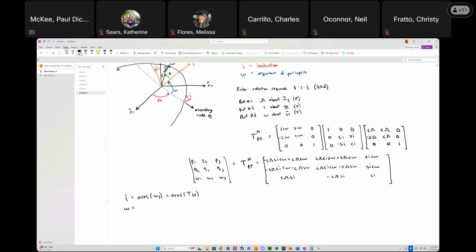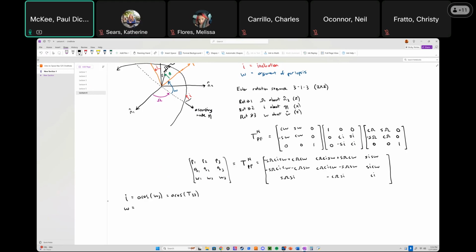Well, it's definitely got something to do with this term and this term. Hopefully that makes sense. Take either Q3 or P3, divide it by the sine of I, and then if it's P3, you take the inverse sine of that quantity. If it's Q3, you take the inverse cosine. Yep, that would do it.